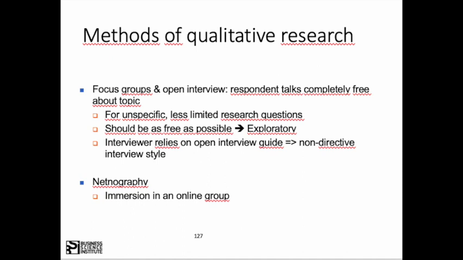First of all, focus groups and open interviews, where respondents talk completely free about a topic. This fits for unspecific, less limited research questions. The questions should be as free as possible and exploratory. The interviewer relies on open interview guides and it is a non-directive interview style. Participants are recruited on the basis of their similarity to members of the demographic groups targeted as potential consumers of a product or users of a technology.